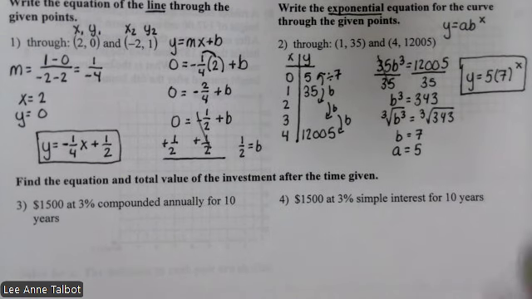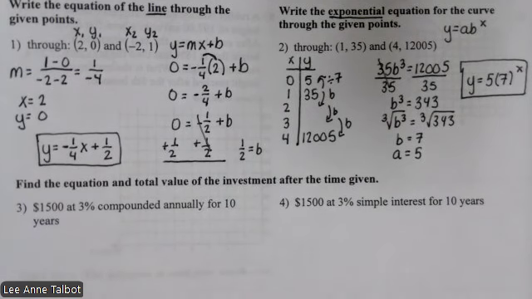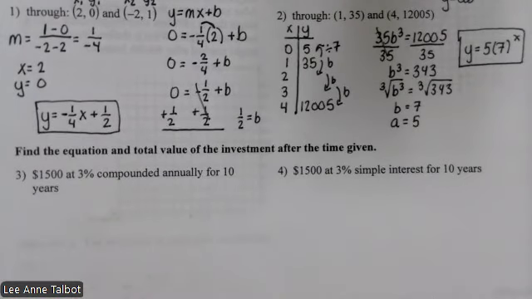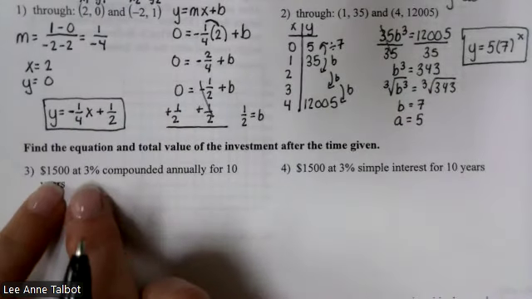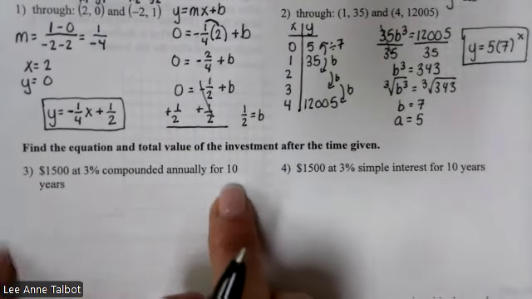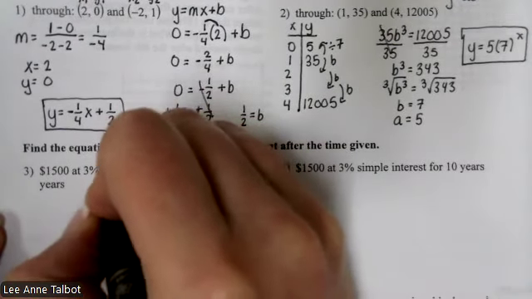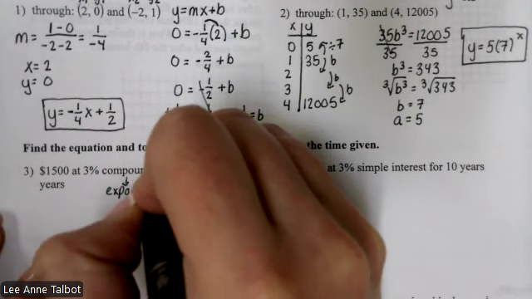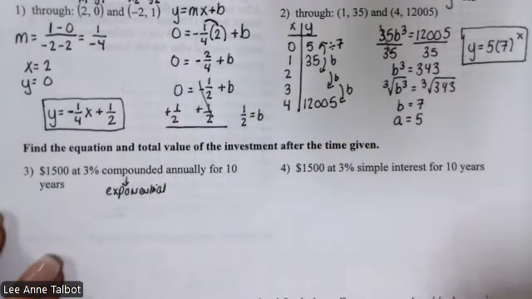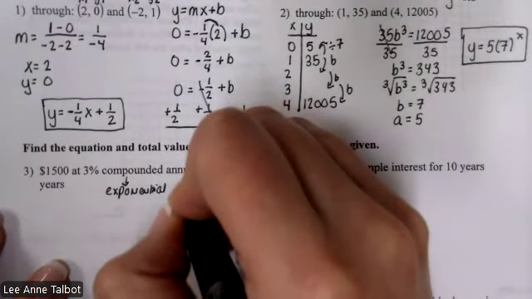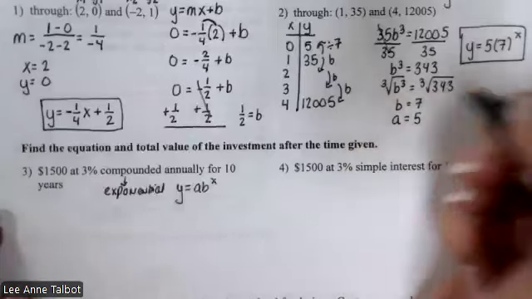Any questions about number 1 or 2 before we move on? You sure? Okay. Number 3, find the equation and total value of the investment after the time given. $1,500 at 3% compounded annually for 10 years. Okay, compounded means exponential. And exponential means y equals ab to the x.